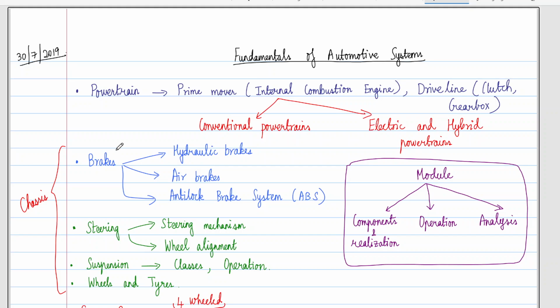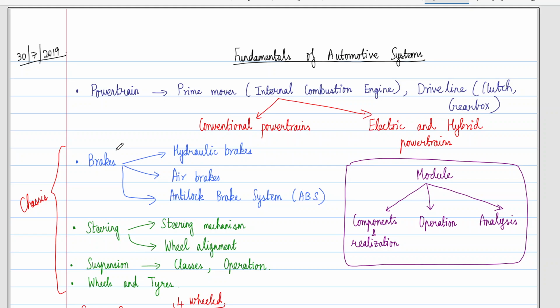Then we will be looking at air brakes, which are used in larger heavy commercial road vehicles. These air brake systems are used on the larger vehicles due to their robustness aspects.